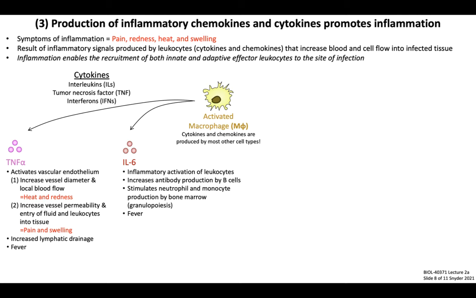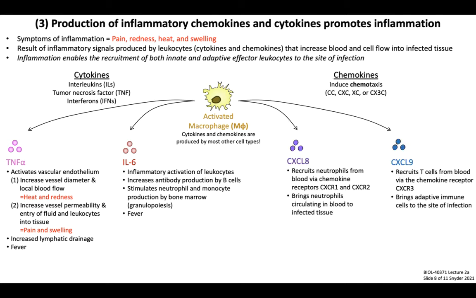IL-6 is another major inflammatory cytokine which provides additional important functions in stimulating immune responses. Now, IL-6 receptor activation on leukocytes can help trigger their inflammatory activation so they can execute various effector functions, including increased antibody production by B cells, which we'll learn about in a couple of weeks. IL-6 signaling also stimulates a process called granulopoiesis in the bone marrow, where common myeloid progenitor cells are differentiated into granulocyte progenitors and then subsequently into neutrophils and monocytes, which can then travel through the blood to the site of infection to replenish dead or exhausted phagocytes. And like TNF alpha, IL-6 can also promote fever in the body.